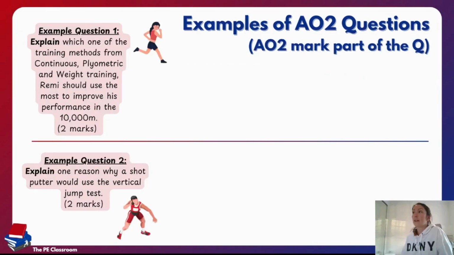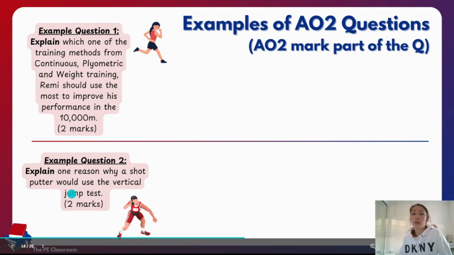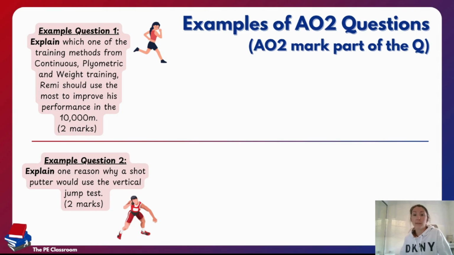Okay, so now we're just going to take a look at AO2 marks that might be alongside an AO1 or an AO2 point. So first of all, we can see already that both questions ask you to explain. That is the command word, so we can recognise that they are AO2 points already. We can see that also 2 marks are up for grabs for both questions. So there's obviously more than 1 point that we need to make. Explain which one of the training methods from continuous, plyometric and weight training Remy should use the most to improve his performance in 10,000 metres.